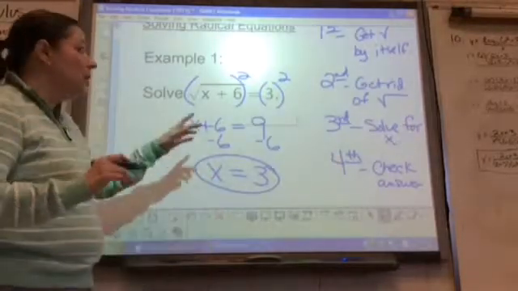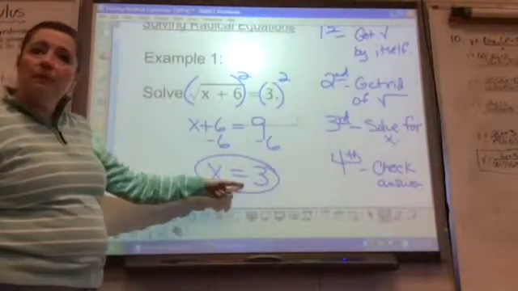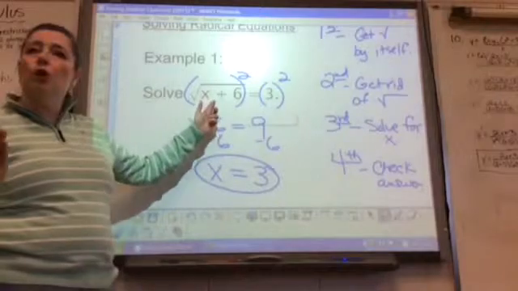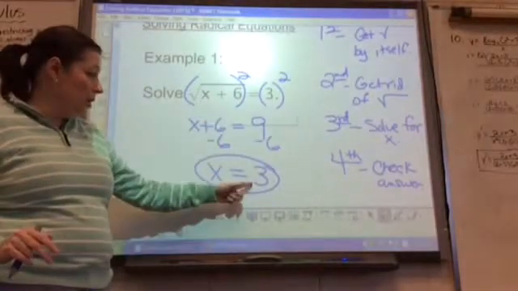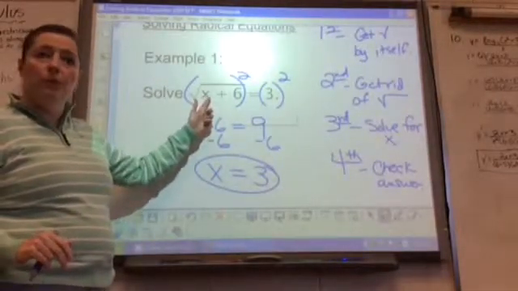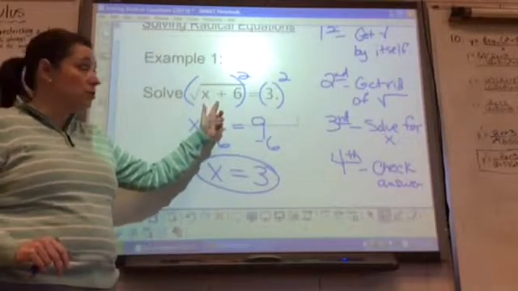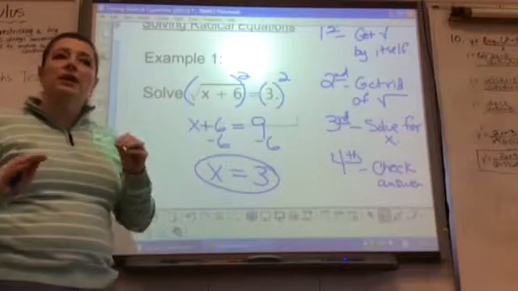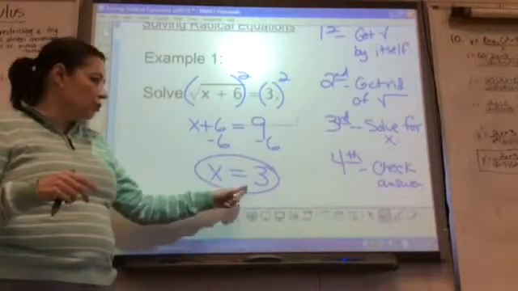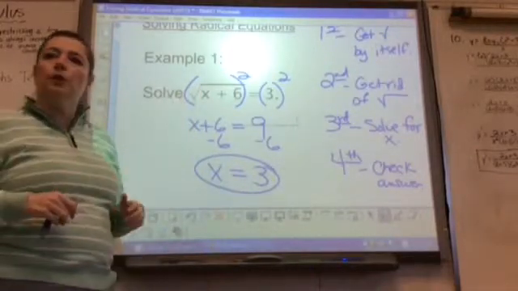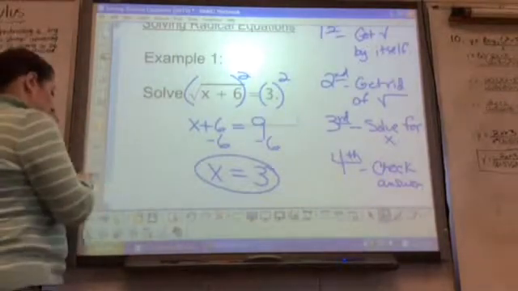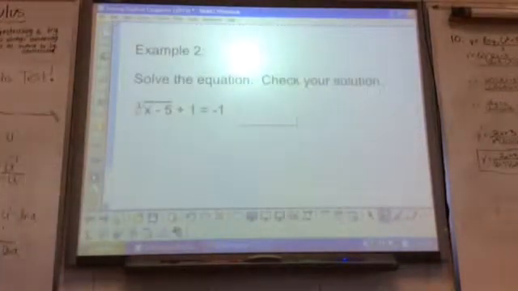But let's look. If I take my 3 and I put it back into the original problem, look what it would be. Square root of 9, which is 3. So this one checks out. So what I'm saying, a lot of times you can just look at it and, oh yeah, I see it works. But make sure. Okay, let's do us another one.